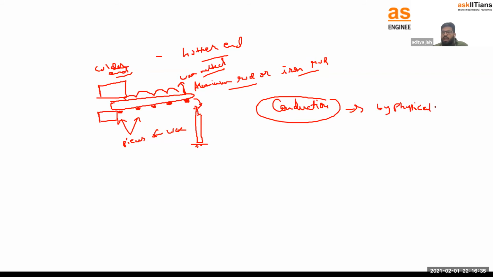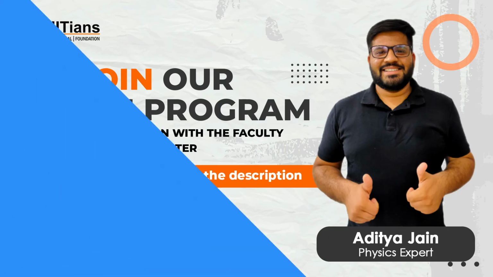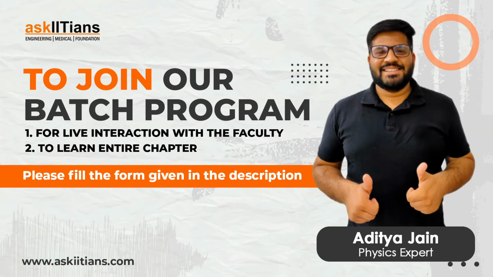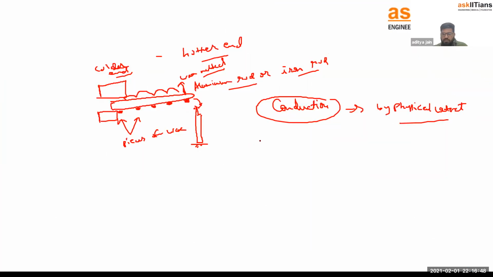So whenever heat transfer takes place from physical contact from hotter end to colder end, then that process is known as conduction method. One thing is sure, it transfers from hotter end to colder end. Suppose let's take the example of pen again.